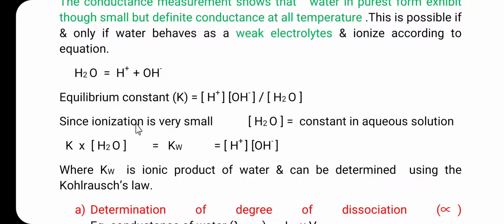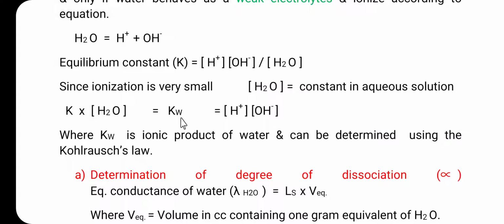Since water is a very weak electrolyte, its ionization is very small. So the concentration of the water is considered constant. So this equation can be written as K is equal to the concentration of H plus ion times the concentration of OH minus ion divided by the concentration of water, which is a constant. K times this constant is another constant, that is called Kw. So K multiplied by the concentration of water is equal to Kw, which is equal to the concentration of H plus ion times the concentration of OH minus ion. This is the expression for Kw, the ionic product of the water.